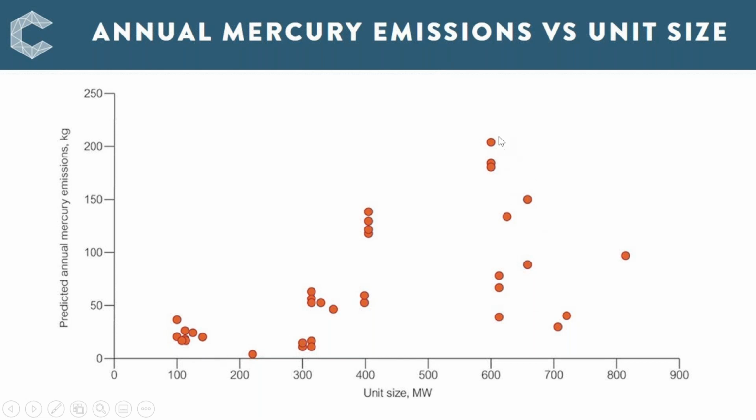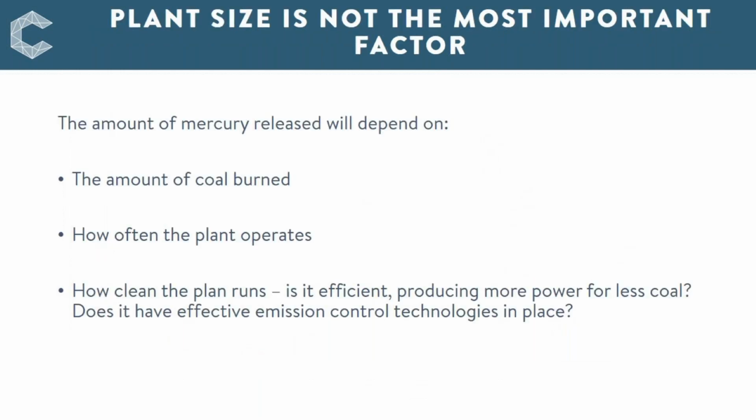But we have some larger units that are emitting a large amount of mercury because they're used constantly, or at least at a high rate, but we also have large plants that are running at quite a low rate and so are emitting less than, say, medium-sized units. The whole point of this graph is to show you that there's no point targeting units over a certain size necessarily. That would be a rather gunshot approach to the whole process. Plant size is not the most important factor.